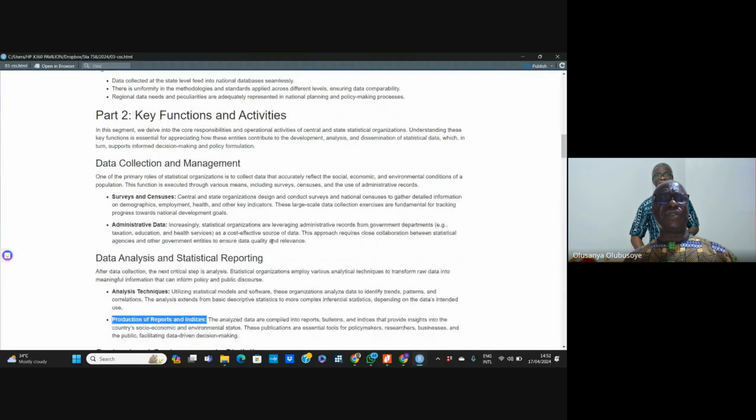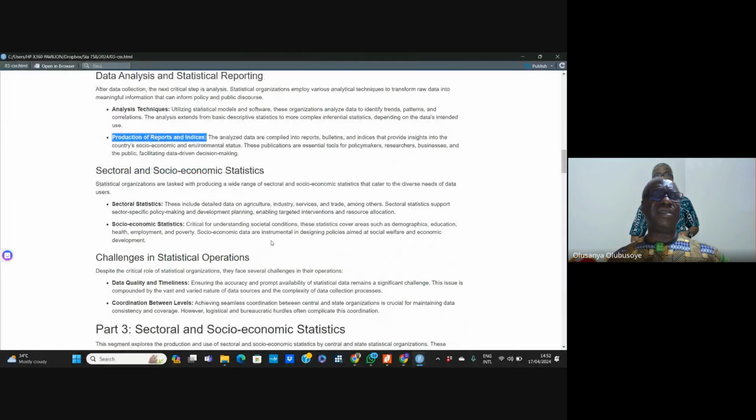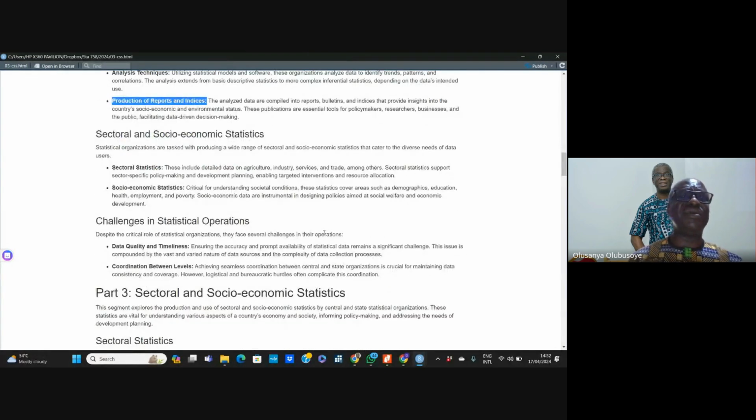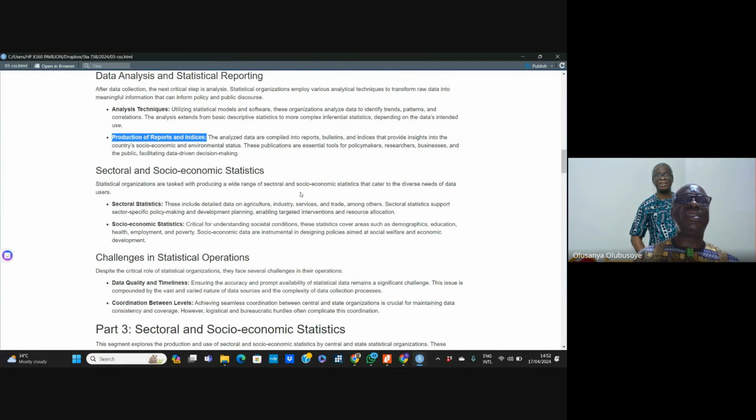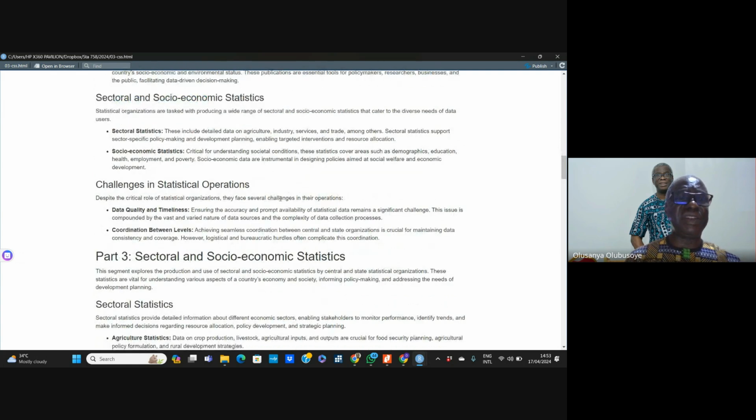Another key function of those statistical organizations is to produce a wide range of sectoral and socioeconomic statistics. Sectoral statistics like agriculture, industry, services, trade, and so on. They also produce socioeconomic statistics like crime situation, poverty, health, employment. The state and the central statistical offices are responsible for producing this kind of data.